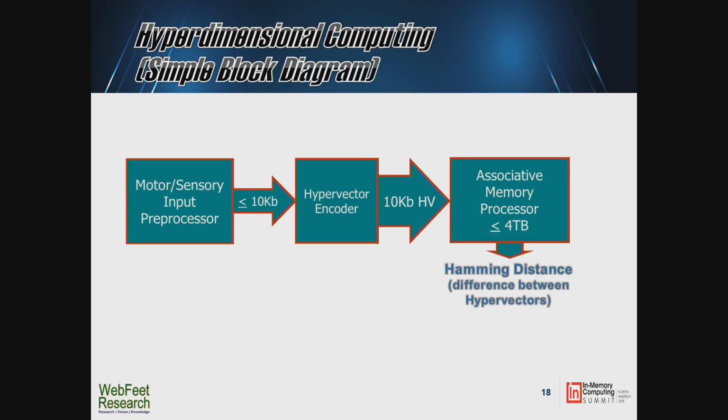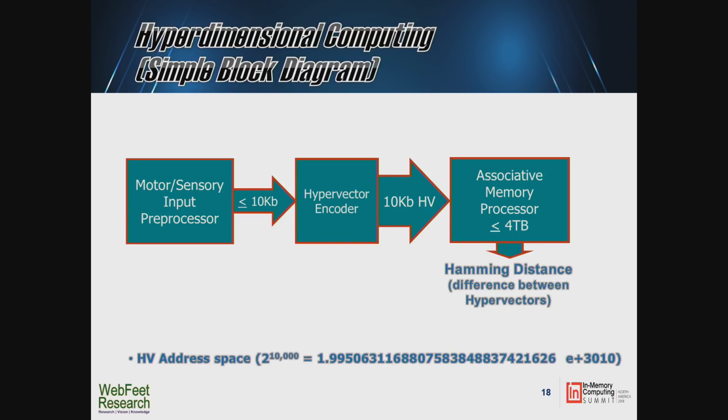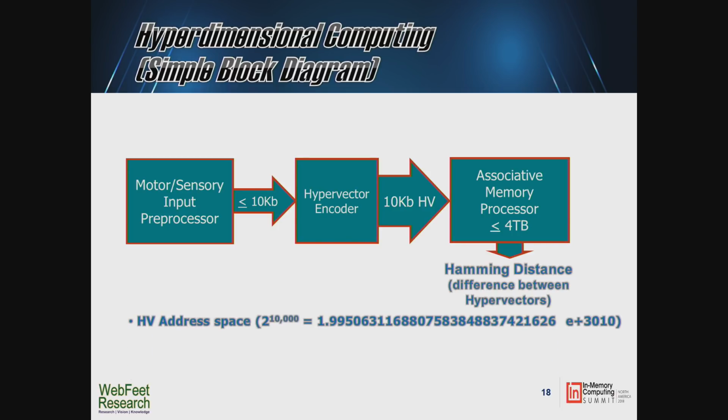In a block diagram, it's simple. We have motor sensory input, as I said, 10K bits or less. The encoder unit, which is the multiply. And the associative memory processor is approximately less than 4 terabytes. And that's the Hamming distance difference between hypervectors. If you look at the hypervector address space, it's 2 to the 10,000, which represents an exponent of 3010. So is that big enough to be random? I figured, yeah, that's way bigger than you want. So evidently, what we're doing is mapping into hyperdimensional space. The associative memory processor, training plus experiential, is going to be somewhere around 4 terabytes.